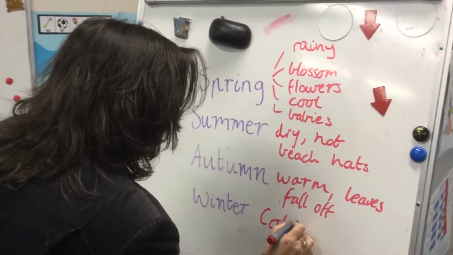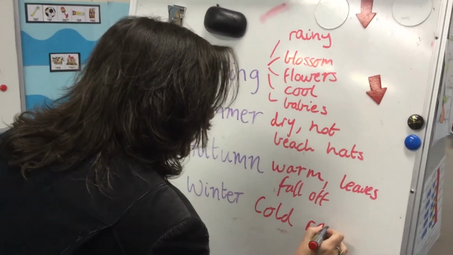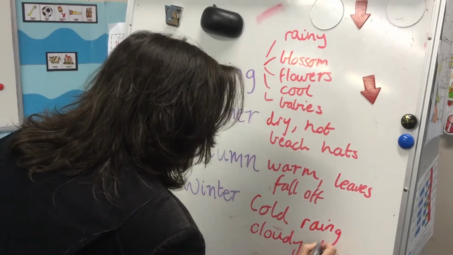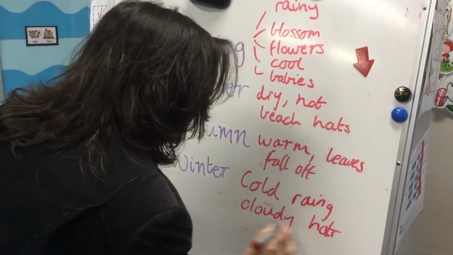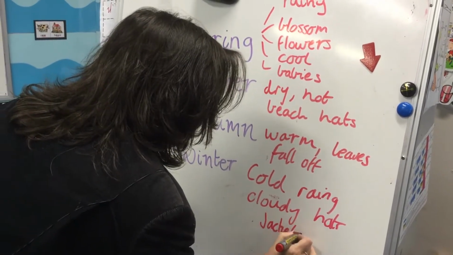So you even have snow. Yeah, you can. We had it once, and I got very excited. I think you did get excited. And I made Mrs. S and Mrs. Mac. I told them 100 times. So it's cold, rain, cloudy, hats, jackets, all of these things we need.